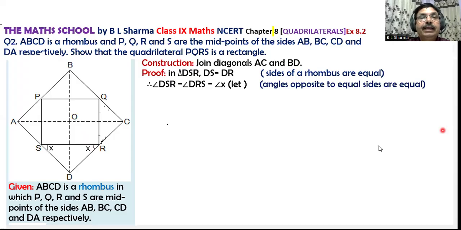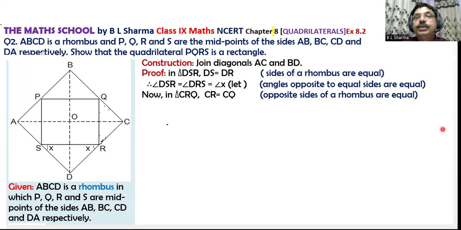Similarly, in this triangle CQR, CR is equal to CQ. That is why this angle R will be equal to this angle Q, because angles opposite to equal sides of a triangle are equal. So now we can take triangle CRQ. CR is equal to CQ, sides of rhombus are equal.